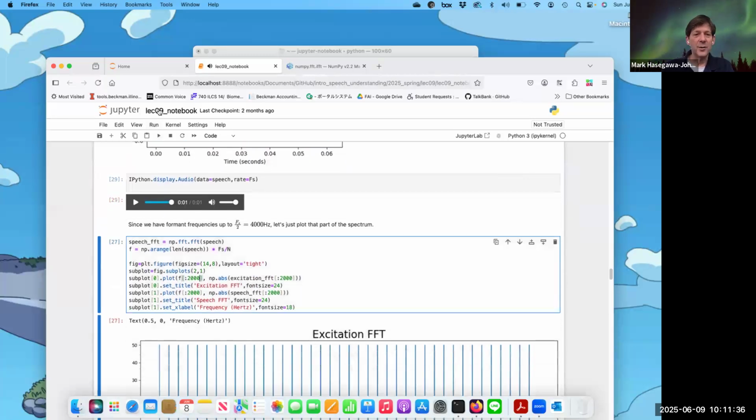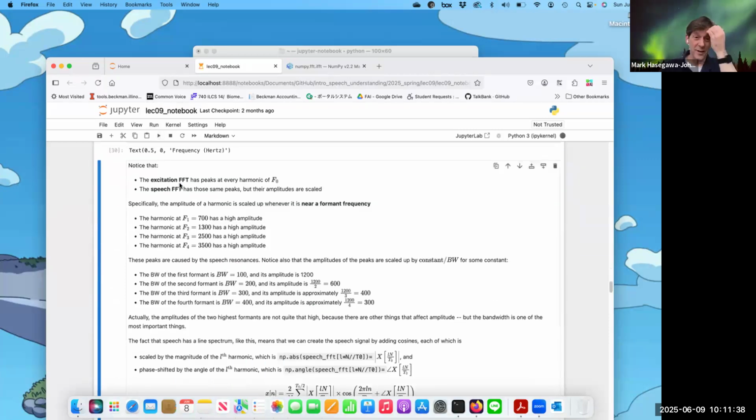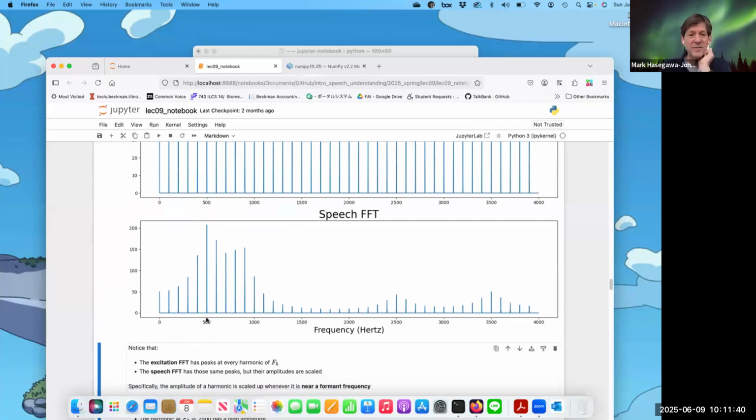Now it's clearly an O sound. At least to me, that sounds very much like an O. And if I look at the speech FFT, look, there's the 500 and 900 are the frequencies of the first two formants. And the third and fourth formant are still at 2500 and 3500. So we have this very simple form now of automatic speech recognition.